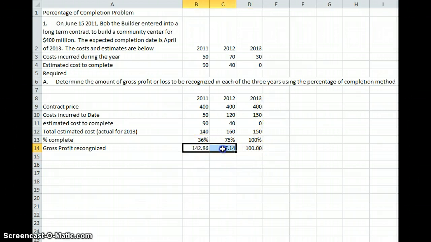And now, just as a double check, I'm going to sum these up. These should sum up to about 400 million, and they do, so that we know that we calculated it correctly. We can double check. Since it's gross profit, we will recognize the entire contract price by the end of the contract. I hope this aids in your understanding of how to complete percentage of completion problems.